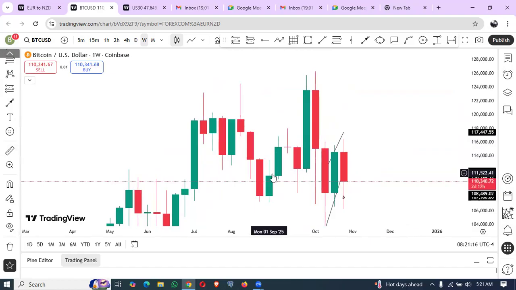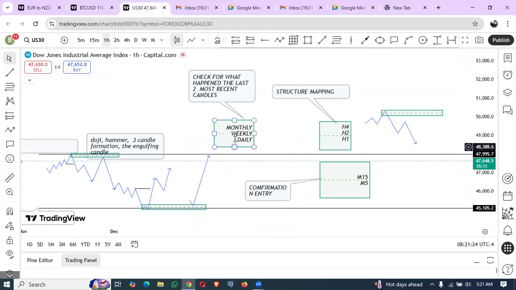Here again, a green candle, a doji form. So 1 week data, the next week, this one will sell. So that's what I use the higher time frame for.